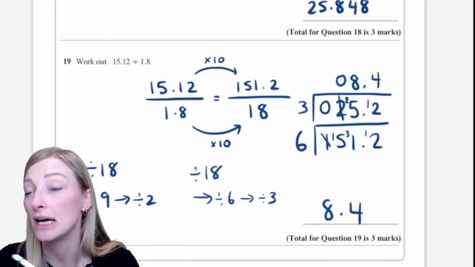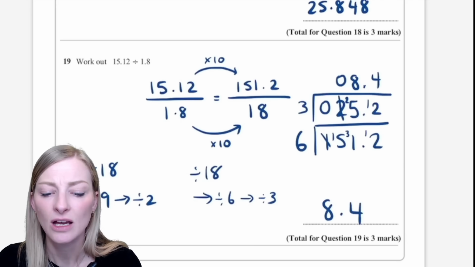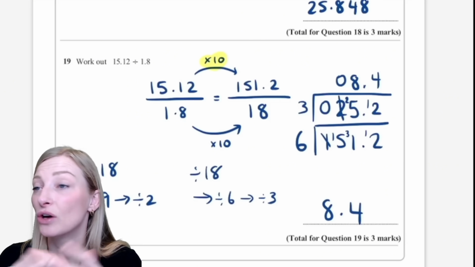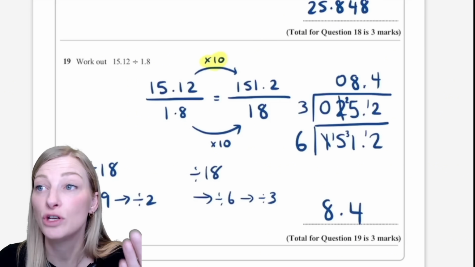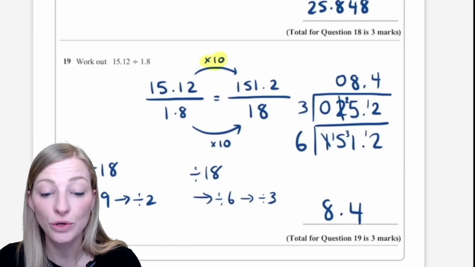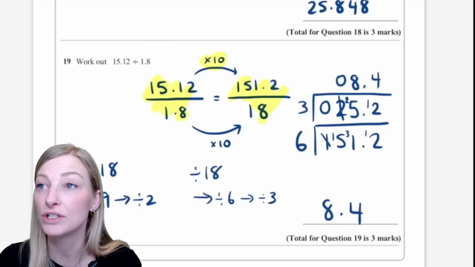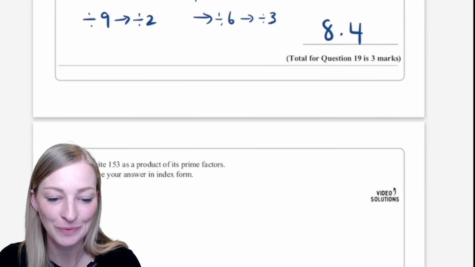That's your final answer. Now, a lot of the time students will say to me, but you multiplied it by 10. Don't I need to divide it back by 10 at the end? And the answer is no. Because you multiplied the numerator and the denominator, you kept those fractions equivalent. They are the same thing. So all good. That is your answer, 8.4.